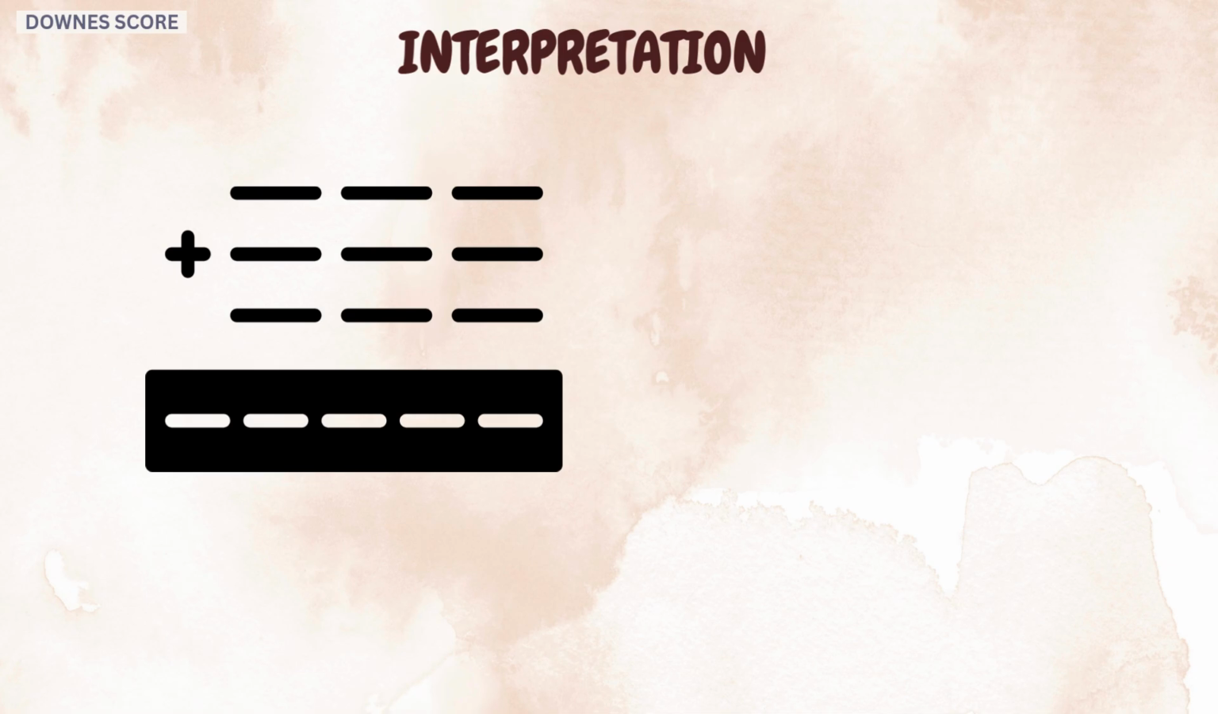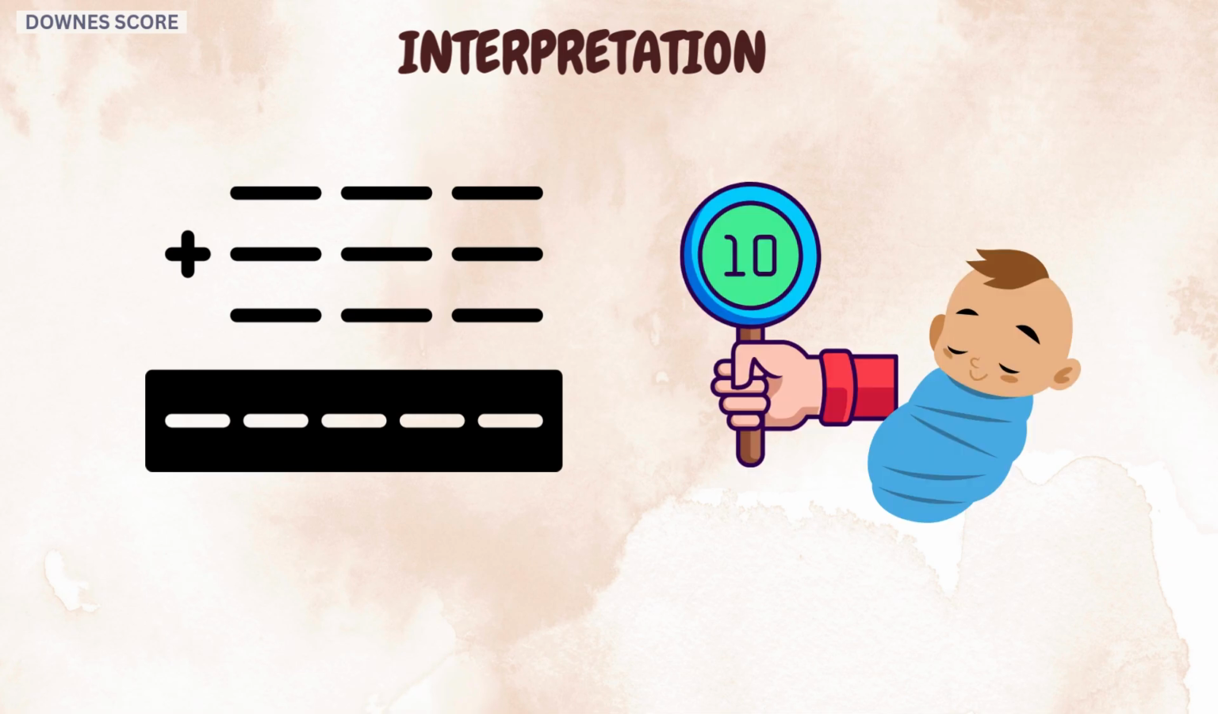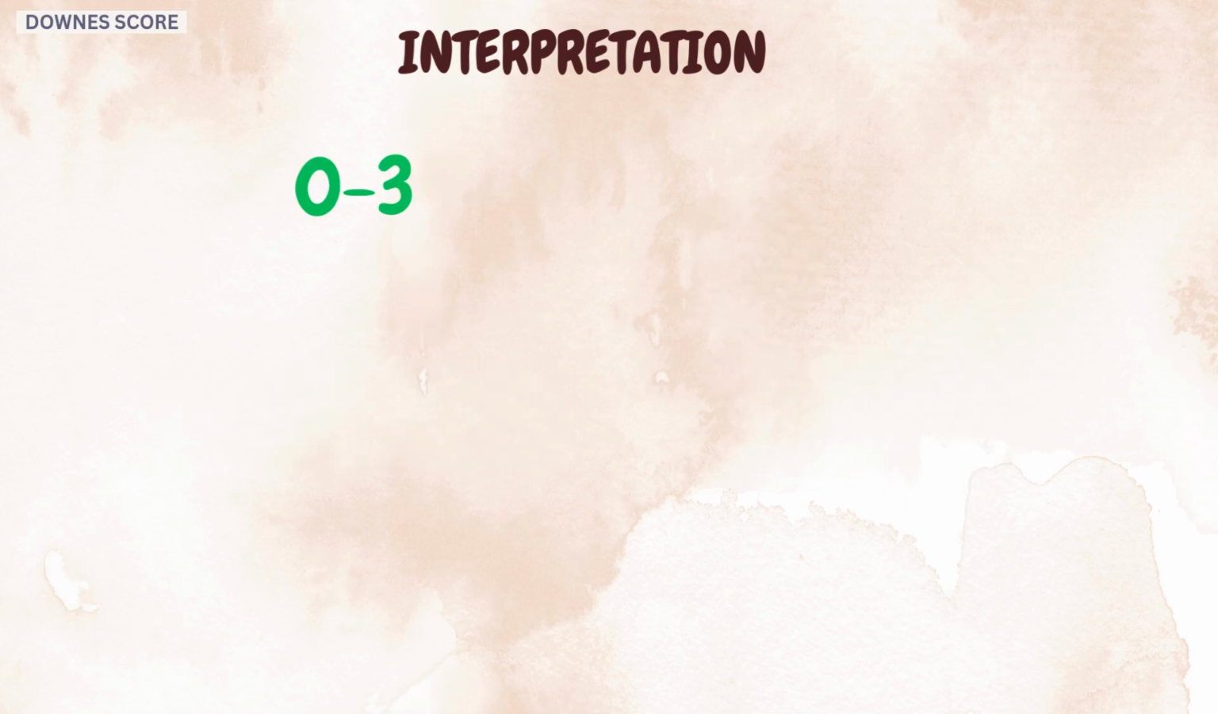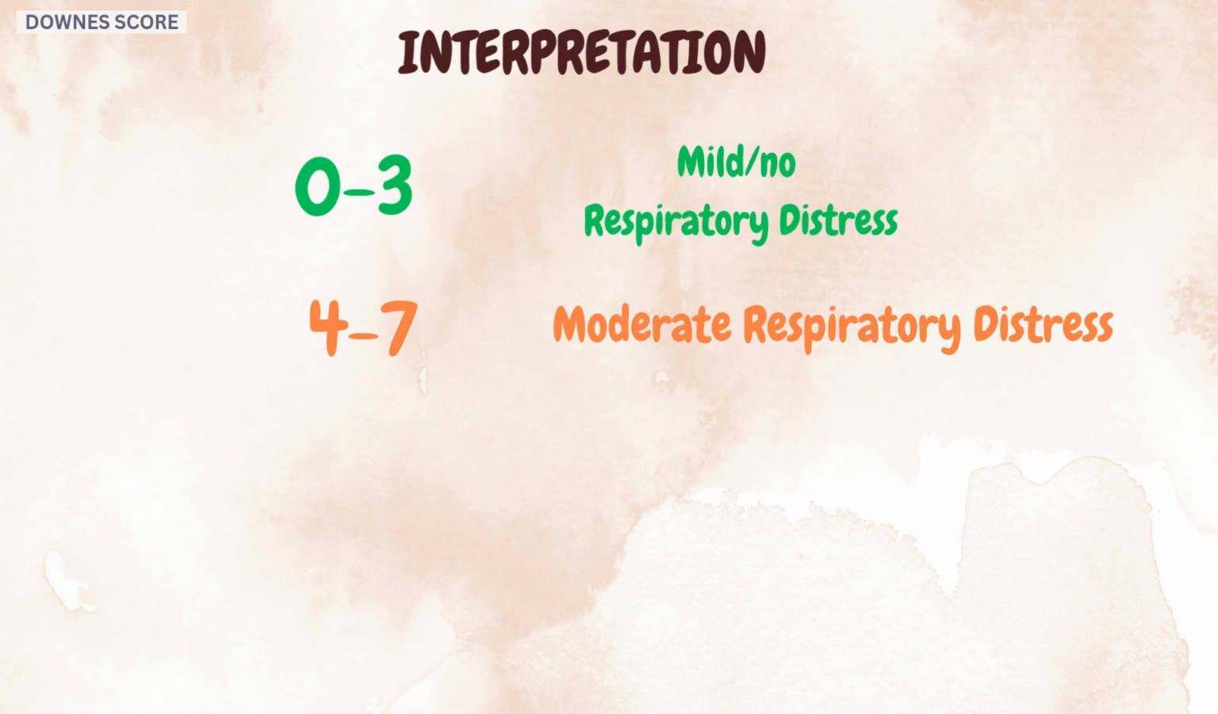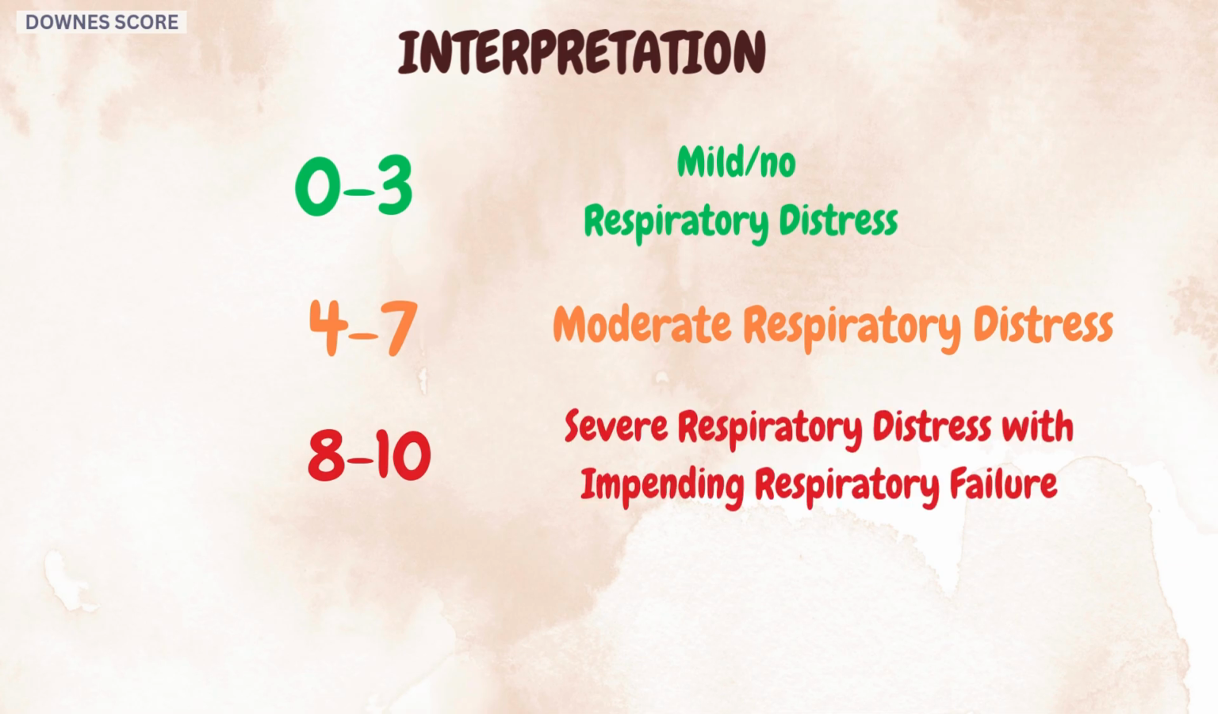Now let's understand the Downey score interpretation. The sum total of all the scores gives the total score a newborn attains. A score of 0 to 3 suggests the newborn has no or mild respiratory distress. A score between 4 to 7 represents moderate respiratory distress, and a score between 8 to 10 represents severe respiratory distress with impending respiratory failure.